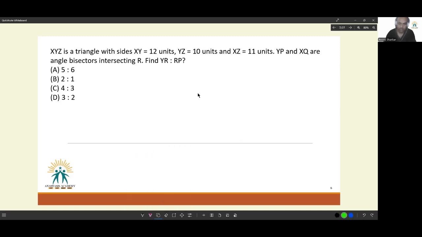I will try to make a triangle diagram. Let's see, I have X, Y, and Z. This is 12, YZ is 10, XZ is 11. YP will be like this, and XQ will be like this. We are told YP and XQ are angle bisectors.